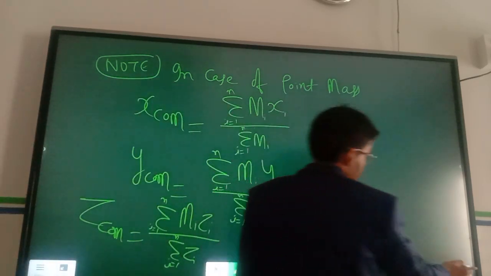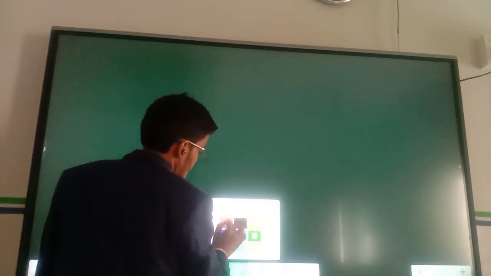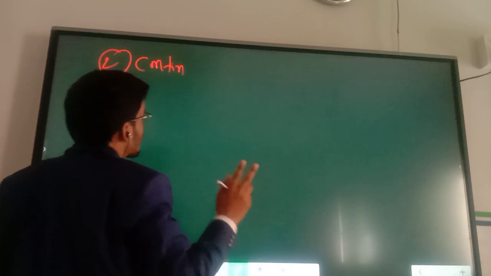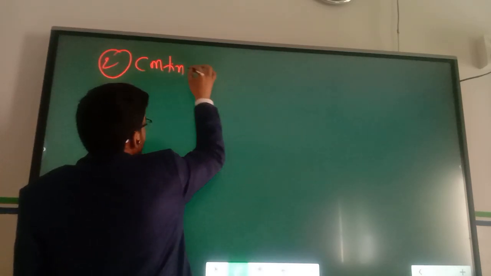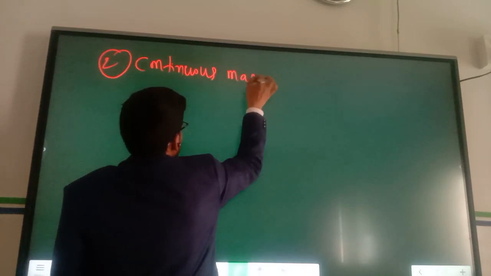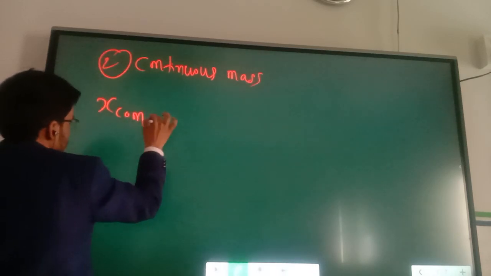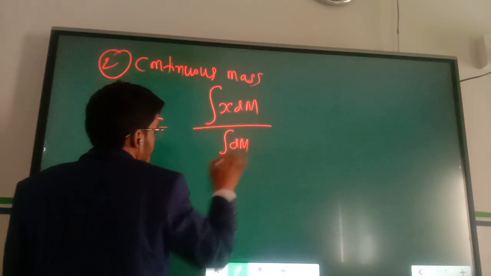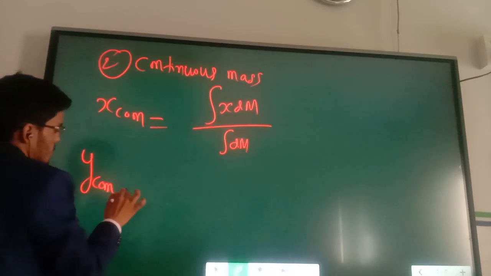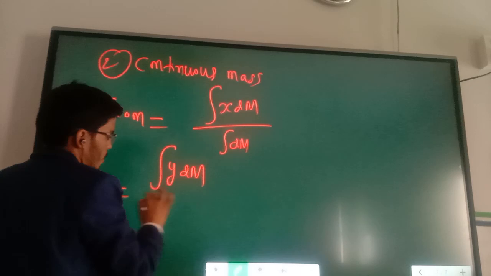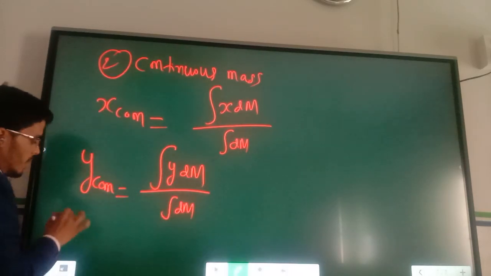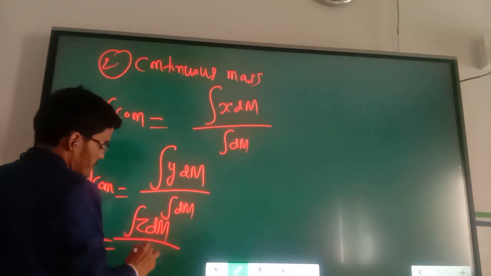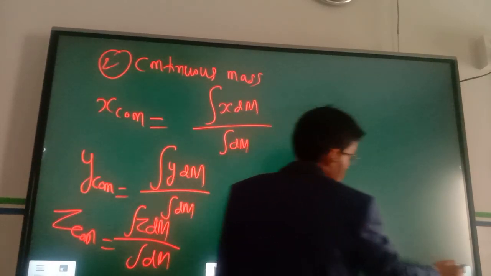Okay. Now further, in case of continuous mass, I have already explained that there are two types of mass object: first point mass and second continuous mass. So in case of continuous mass, x center of mass is integration of x dm upon integration of dm. Similarly, y center of mass is integration of y dm upon integration of dm. Okay. Now z center of mass in the case of continuous mass is integration of z dm upon integration of dm.